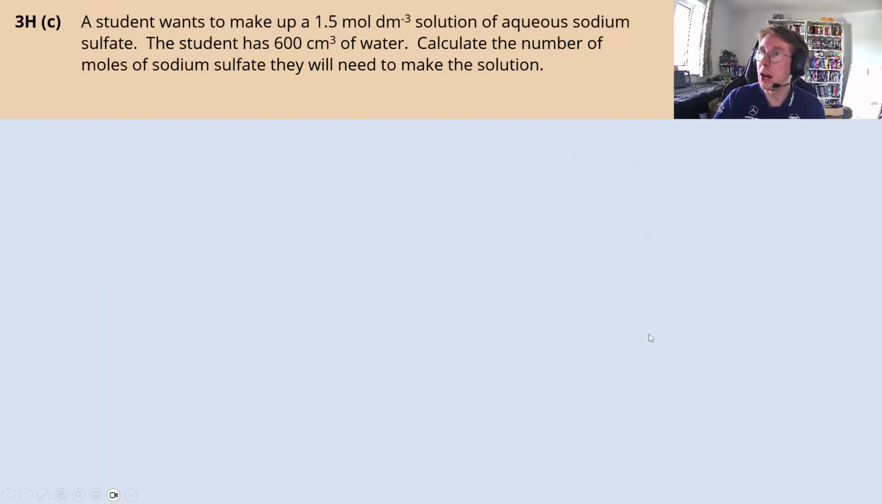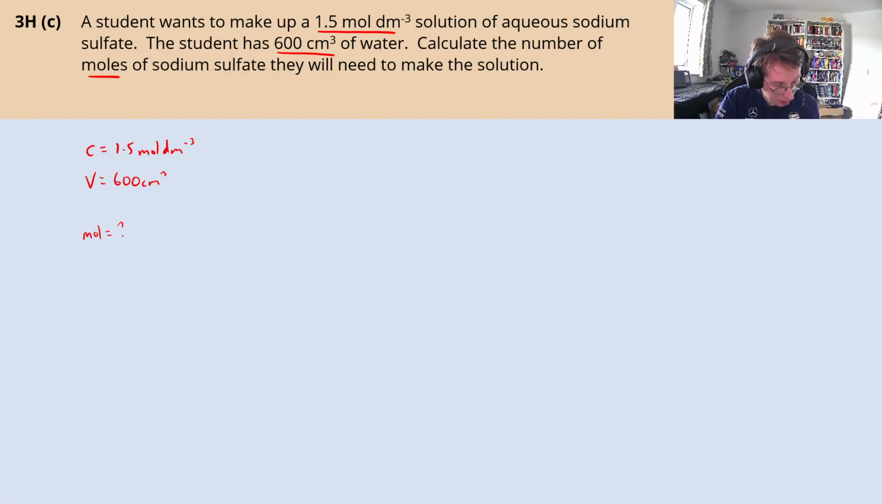Part C, this time we're flipping the question a little bit. So this time we're actually told the concentration is 1.5 moles per decimeter cubed. I'm just going to write that there. We're told the student has got 600 centimeters cubed of water, so I'm going to write that in there as well. And we need to calculate the number of moles that they need. So we don't know the moles this time. Okay, so that's what we're trying to deduce.